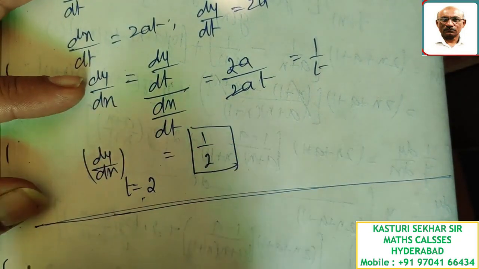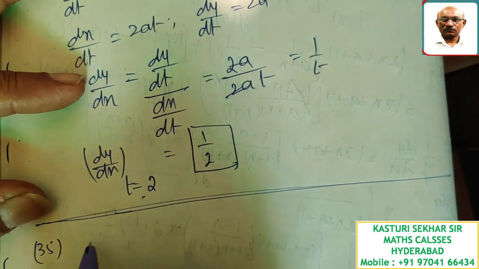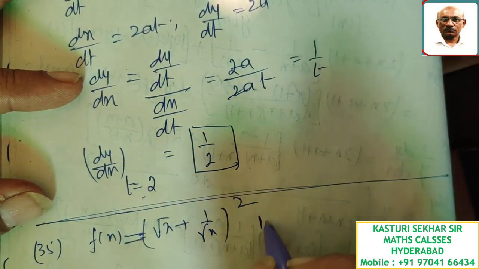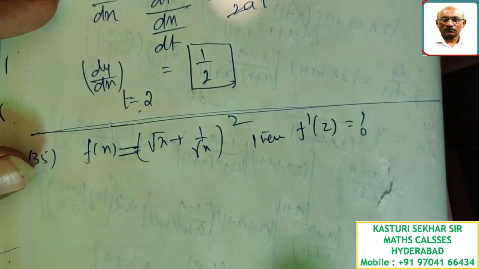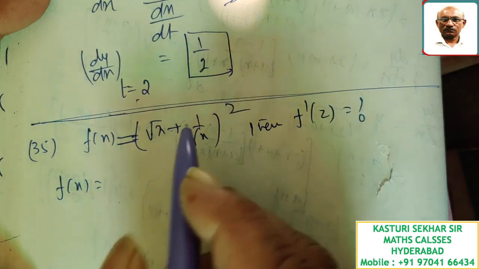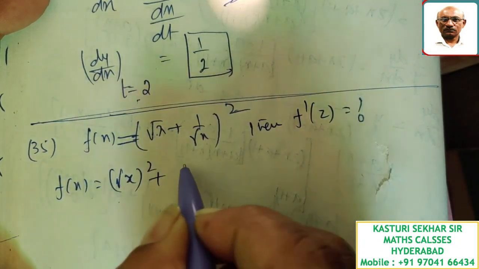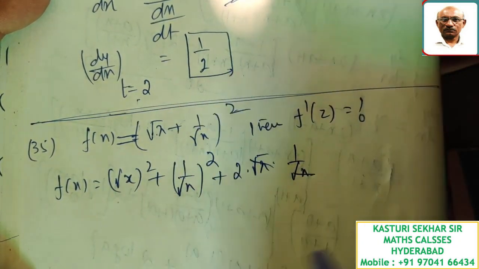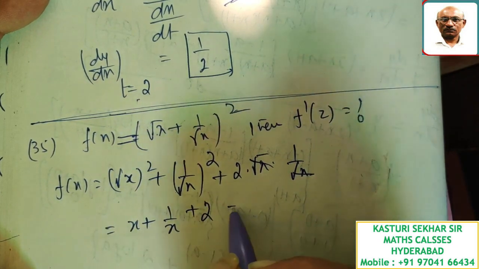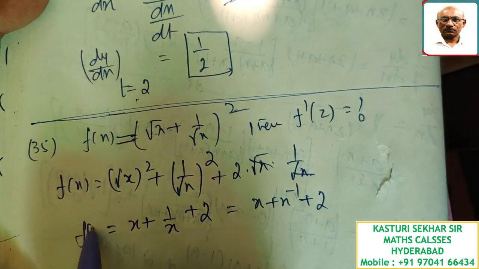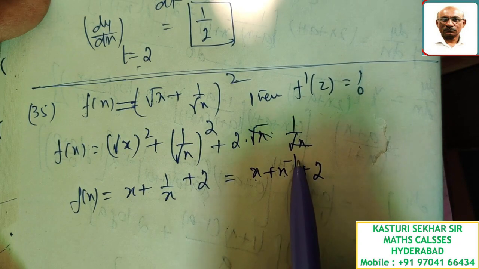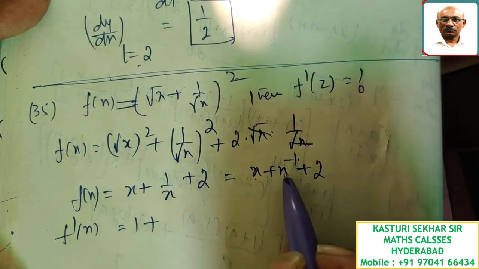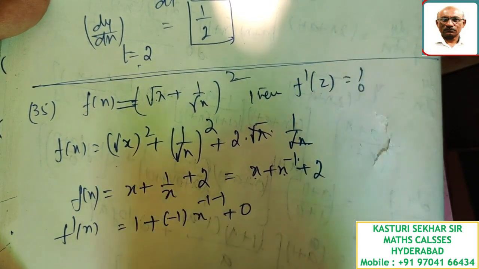Next question. 35. f of x is equal to root x plus 1 by root x whole square. Then f dash 2 is equal to question mark. Now sir, f of x is equal to a plus b whole square, a square plus b square plus 2ab. Cancel. x plus 1 by x plus 2. f of x can be written as x plus x to the power minus 1 plus 2. Okay. Now f dash x. x derivative 1. x power n, n into x power n minus 1. Constant derivative 0.